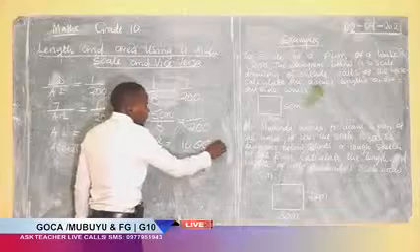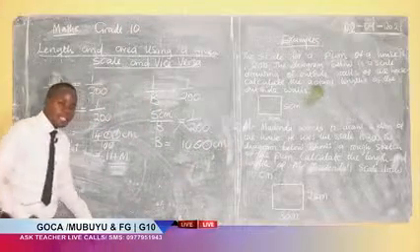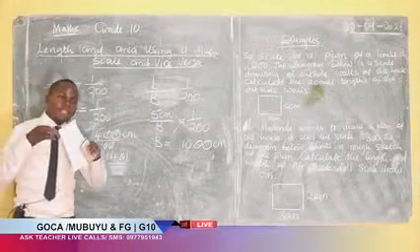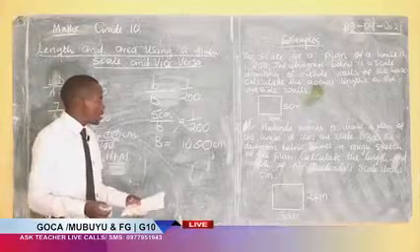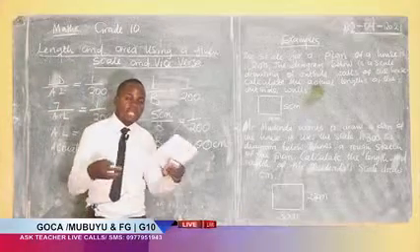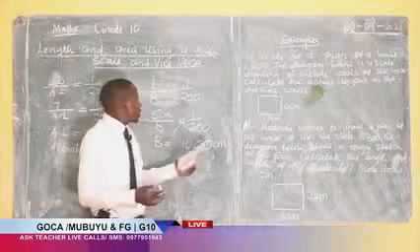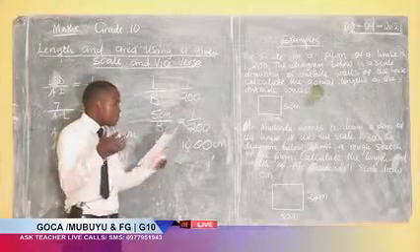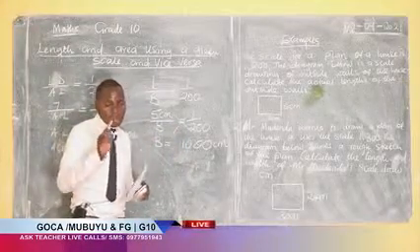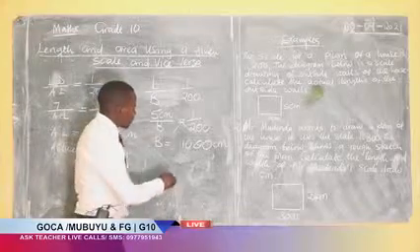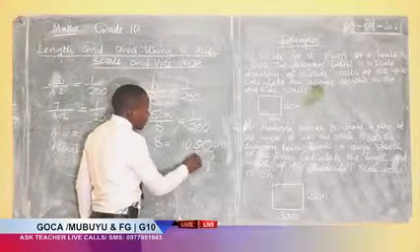Remember, this one is in centimeters. But since we are looking for the actual width, we have to convert centimeters to meters. And how are we going to convert it? Remember, whenever you are converting from centimeters to meters, you divide by 100. So we shall divide here by 100.